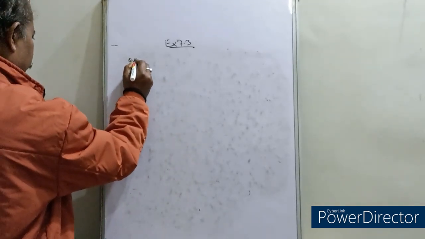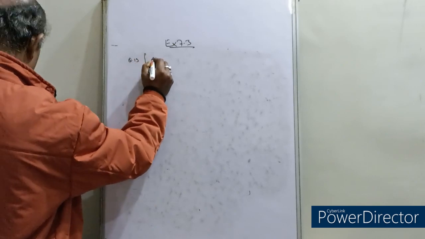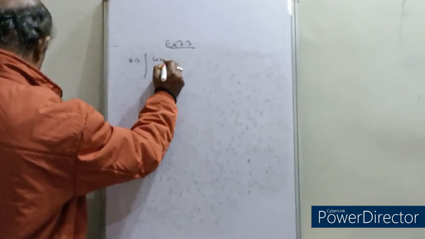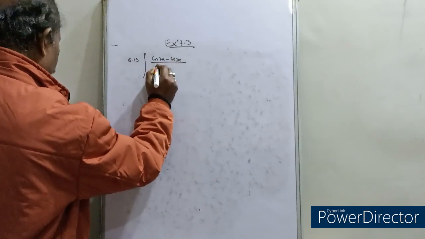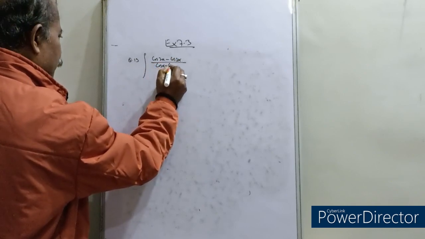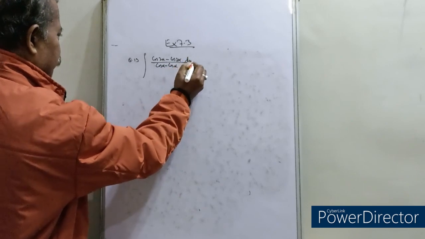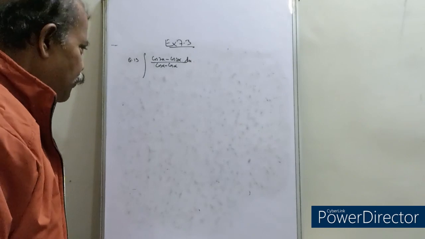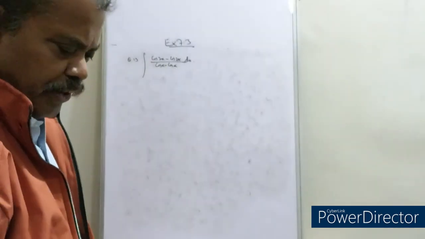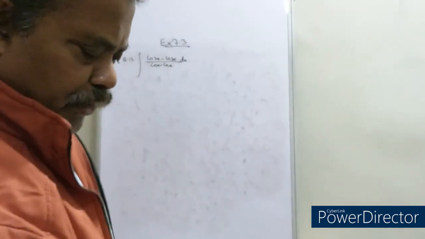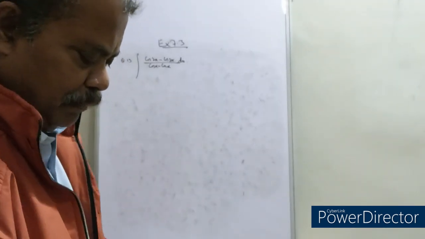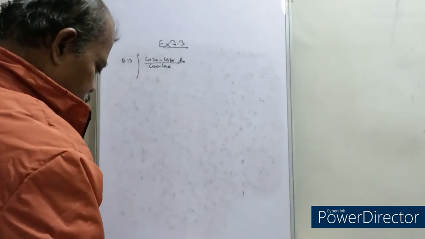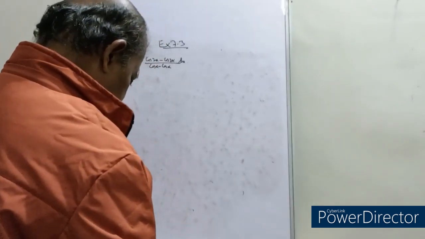Question number 13, that is the integration of (cos 2x minus cos 2 alpha) by (cos x minus cos alpha) dx. So here, how to solve this question? I am going to use a trigonometric formula. This is the formula you have read in class 11.